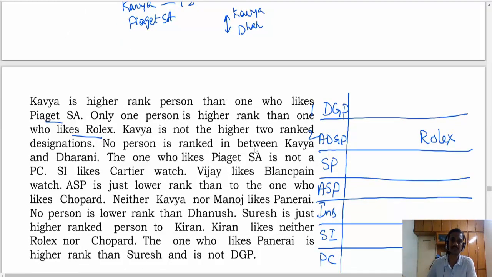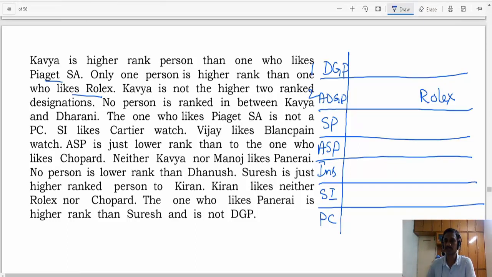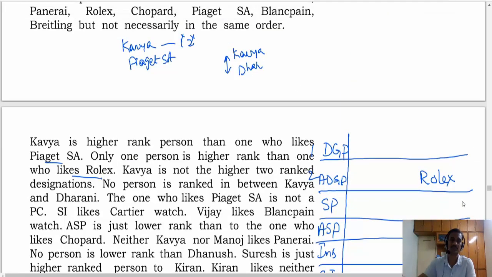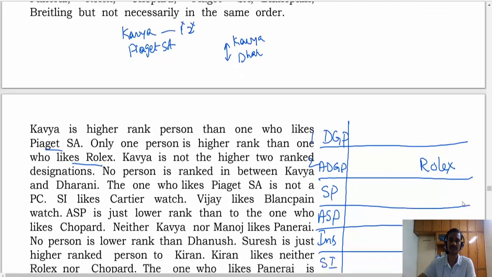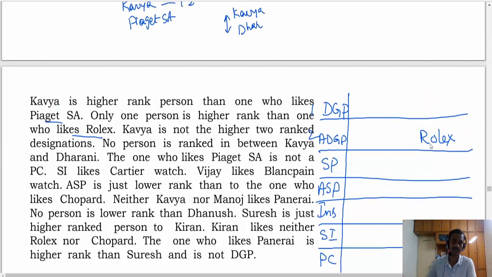The one who likes Paget is not a PC. Now this Paget is not PC, hence Paget cannot be here. As Paget cannot be here, Kavya cannot be here because Kavya is immediately above. Immediately above, okay. Kavya can be anywhere else. Then Kavya is not in the higher two ranks. No person is ranked between this one, and Paget is ruled out here for PC.